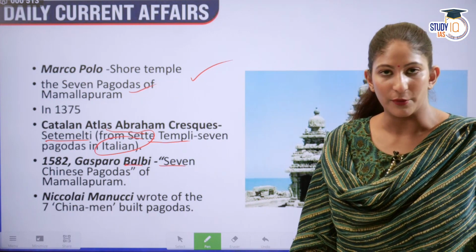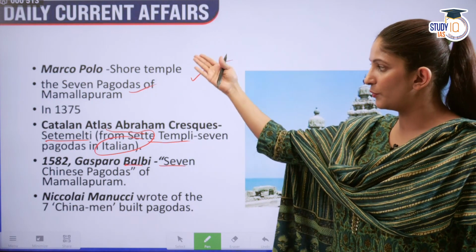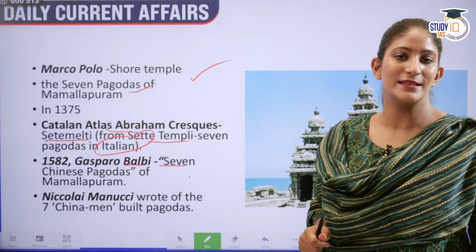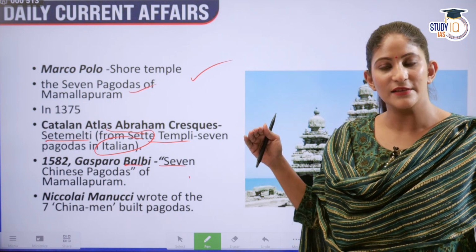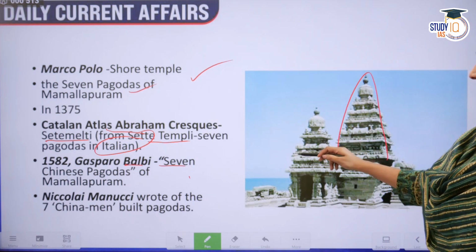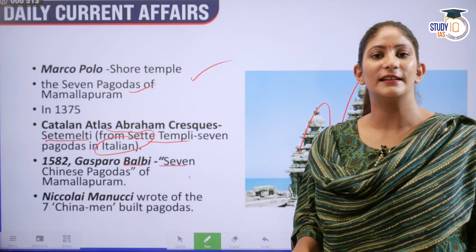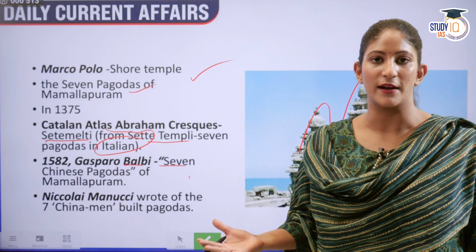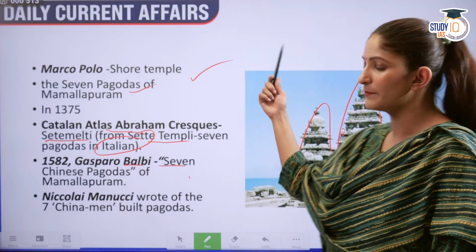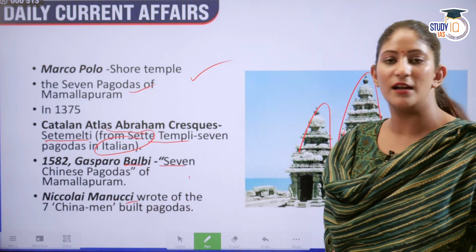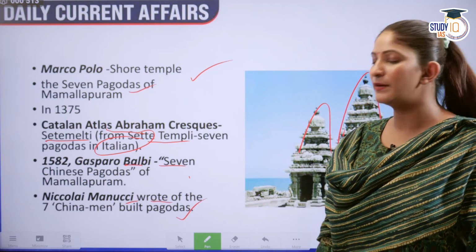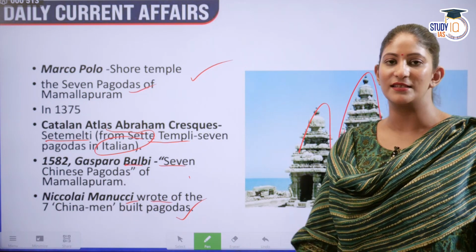In 1582, Gasparo Balbi, a jewelry merchant, also called it the 7 Chinese pagodas of Mamallapuram. The thing is that Marco Polo, Balbi, and Niccolao Manucci never stepped into this city. But as they were traveling through the sea, they could see 7 structures like this, these spirals. They thought these looked like Chinese pagodas or Chinese temples. That is why they called it 7 pagodas built by Chinese men. Manucci said these are the 7 pagodas built by Chinese men, because it was similar in structure to Chinese pagodas.